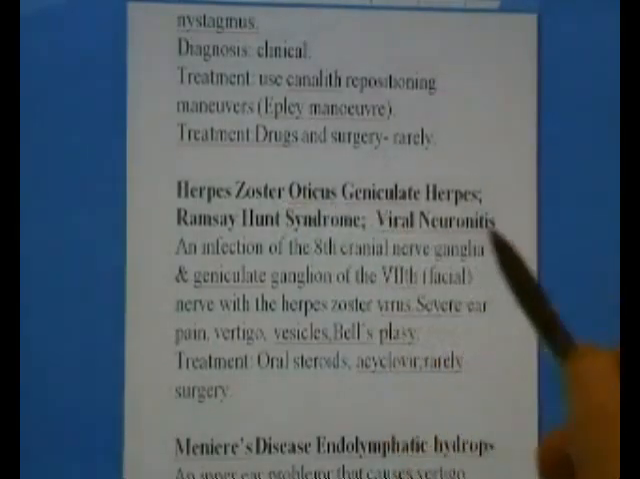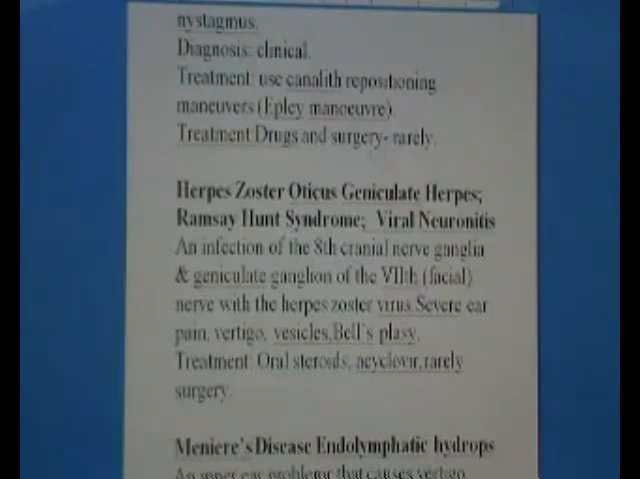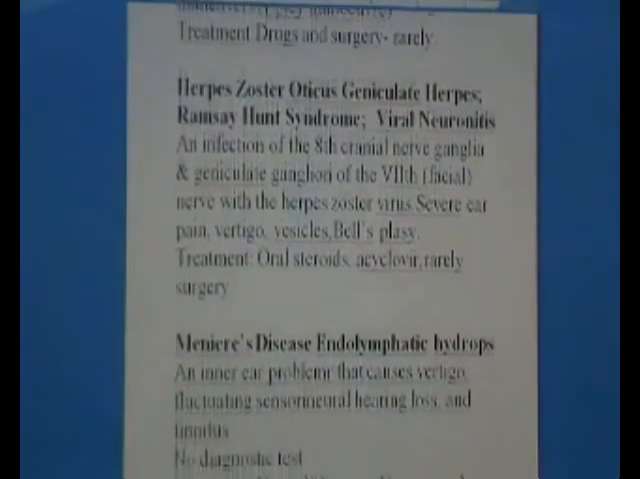Herpes zoster. This is something you'll hear about a lot. Geniculate herpes, Ramsay Hunt syndrome, viral neuritis, infection of the 8th cranial nerve and geniculate ganglion, facial nerve, herpes zoster virus. Severe ear pain, vertigo, vesicles in the distribution, Bell's palsy, the sort of thing you see in exams. Treat with steroids, acyclovir, rarely surgery.